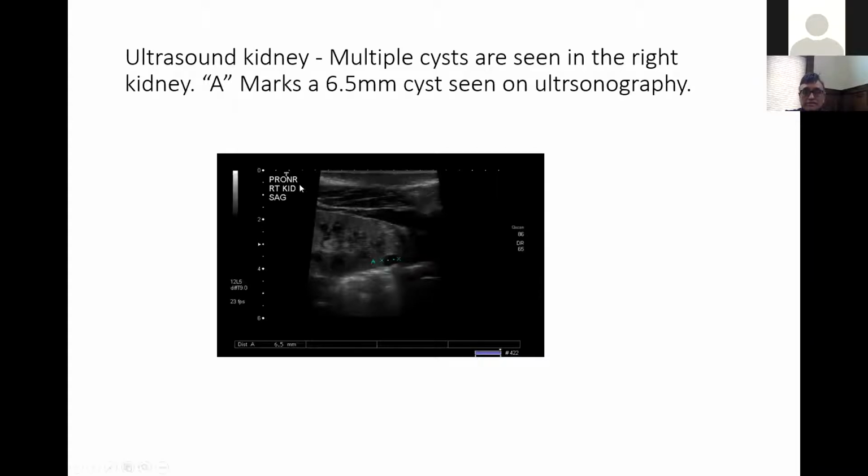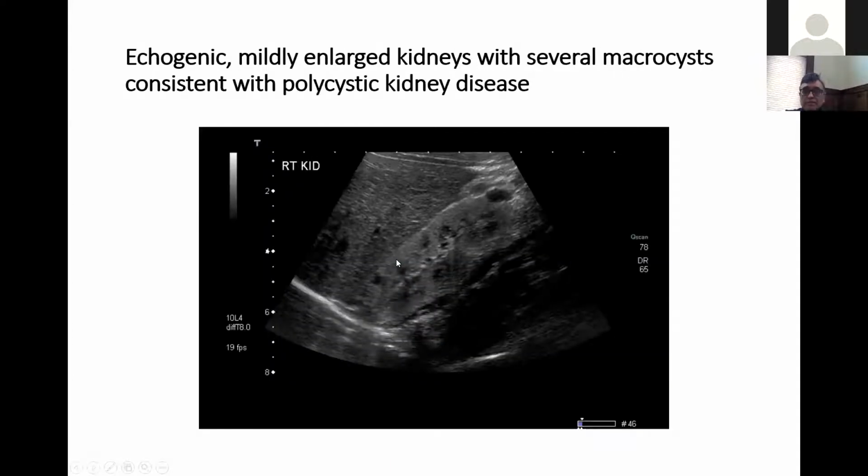You can see multiple cysts in the right kidney, around six or so on the ultrasound. Echogenic, mildly enlarged kidney with several macrocysts, consistent with polycystic kidney disease. Now, these are communicating, but MCDK is a huge, large bag of balloons with no communication and no renal parenchyma. If you look at ARPKD, the echogenicity is as much as the liver, with no macrocysts. It's just a plain huge kidney with no corticomedullary differentiation. So this is what you have to keep in mind.